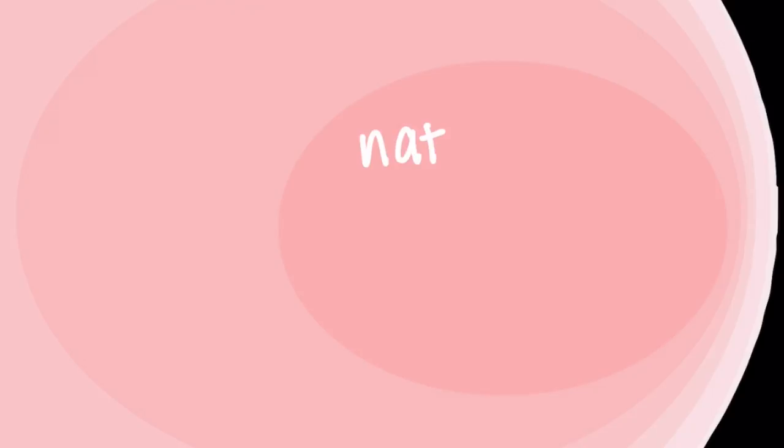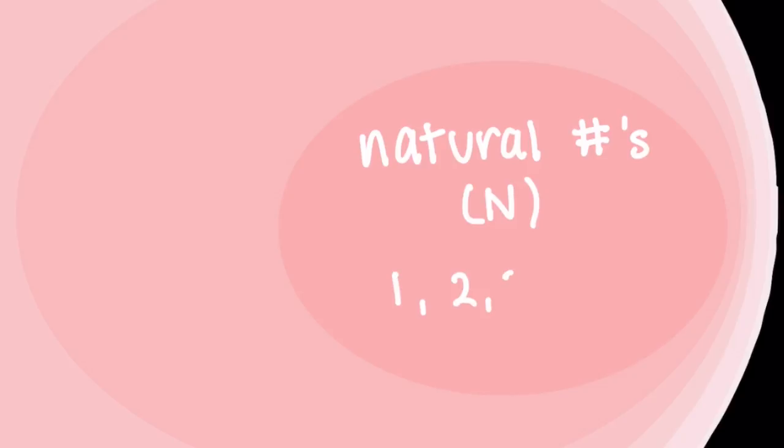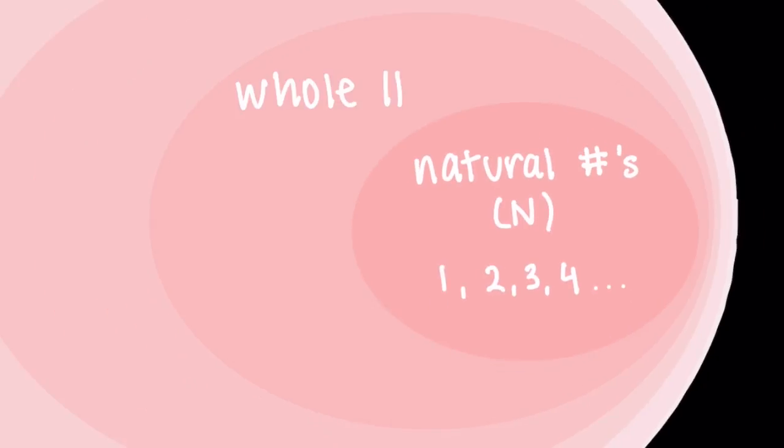Numbers can be classified into different groups where each group has certain properties. So the first group is called natural numbers, or more commonly called counting numbers. These numbers are called N, and they include numbers greater than or equal to 1, like 1, 2, 3, 4. The next group is called whole numbers. This group has all natural numbers plus the number 0, and it's called W. Since 0 is a non-negative number, it's not considered a natural number.